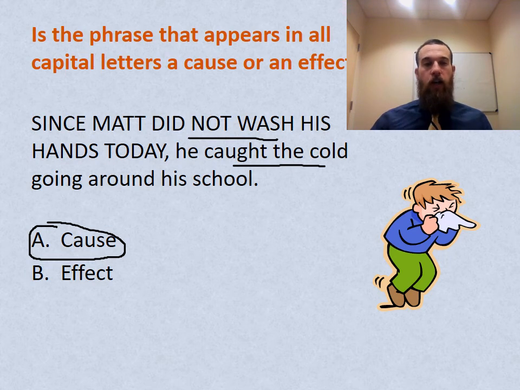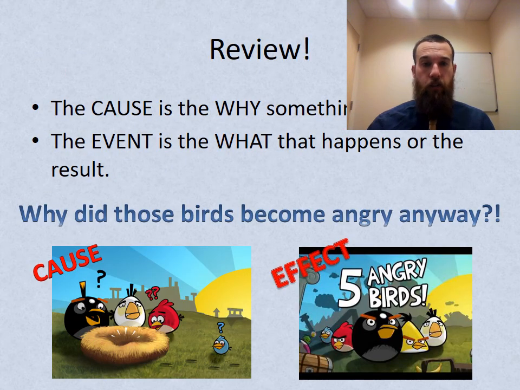In these two, it's kind of straightforward. The cause comes first, the effect comes after, but it won't always be like that. So it's a good way to start looking, but don't think that that's the end all be all. Also look for those connecting words, those clue words, and see how the events are actually connected. So just quick review, cause is the why something happened, event is the what that happens as a result of it.